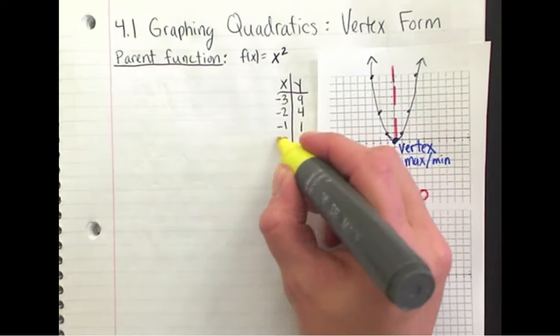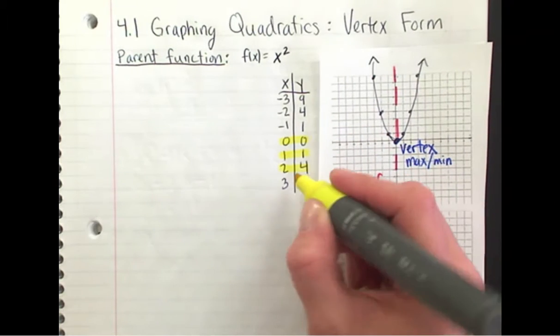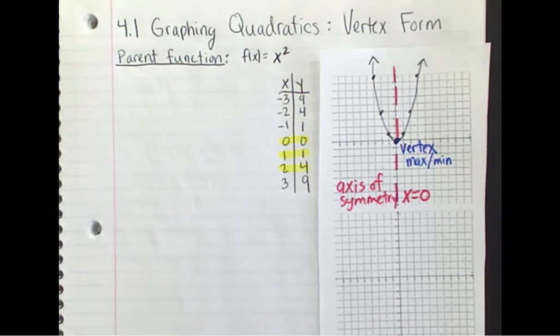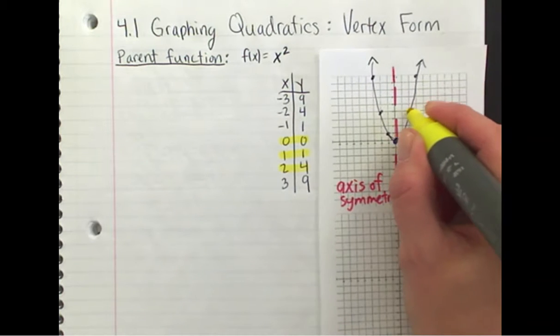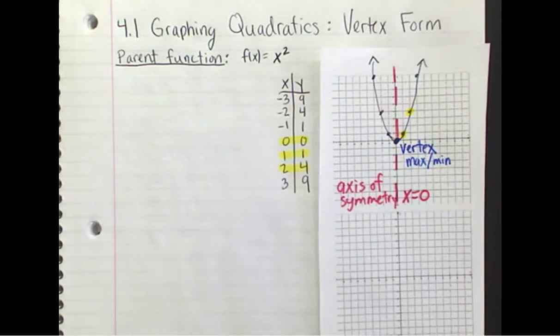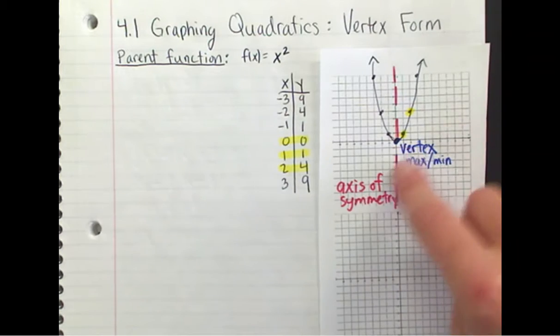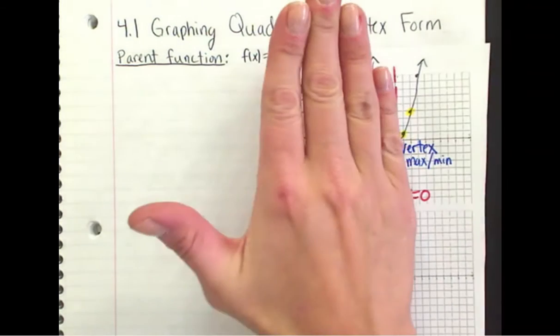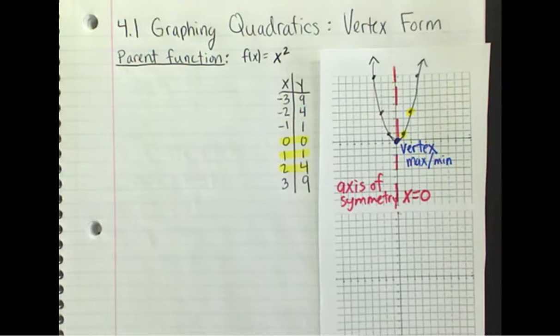I'm just going to highlight the points that I think are the most important points, okay? Right here and right here. Because if I can find these points, I can use symmetry to draw the other 2 points.